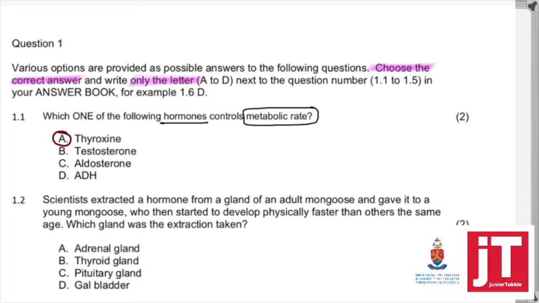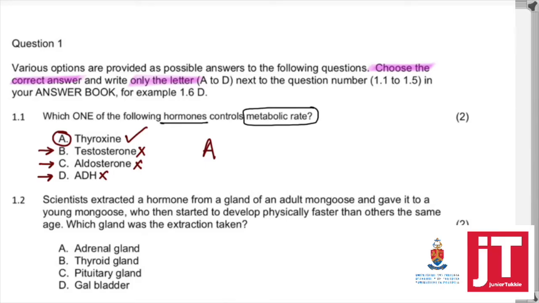But before we select option A without reading the other options, it is also important for us to eliminate the options that we know are not going to be possible. So I know that thyroxine is going to be the answer I'm selecting here, but I'm going to go to the other options anyway. We're going to look at testosterone, aldosterone, and ADH.